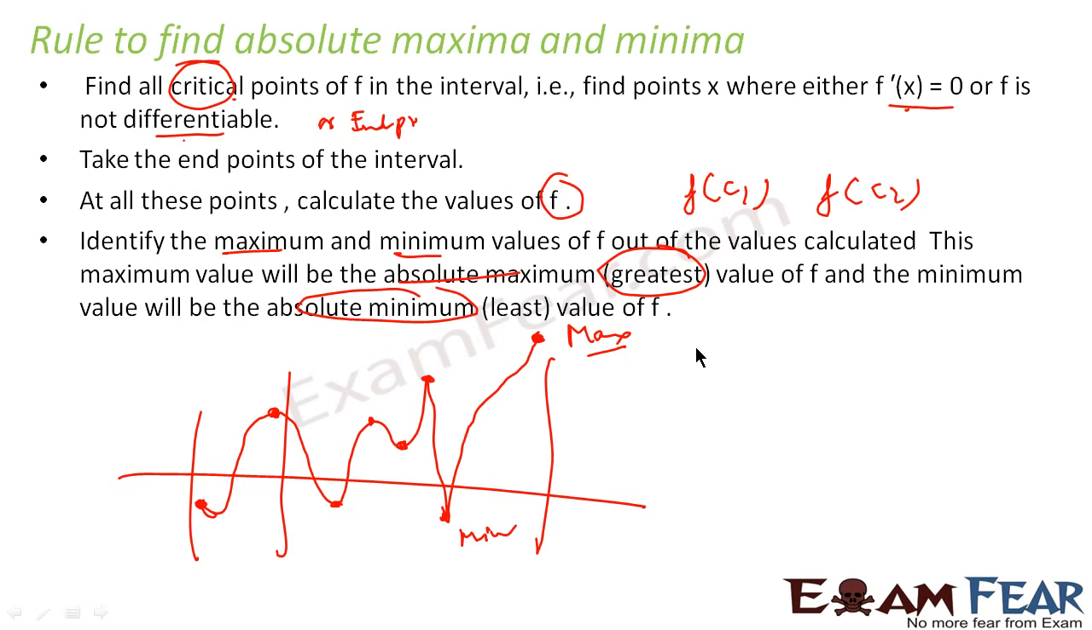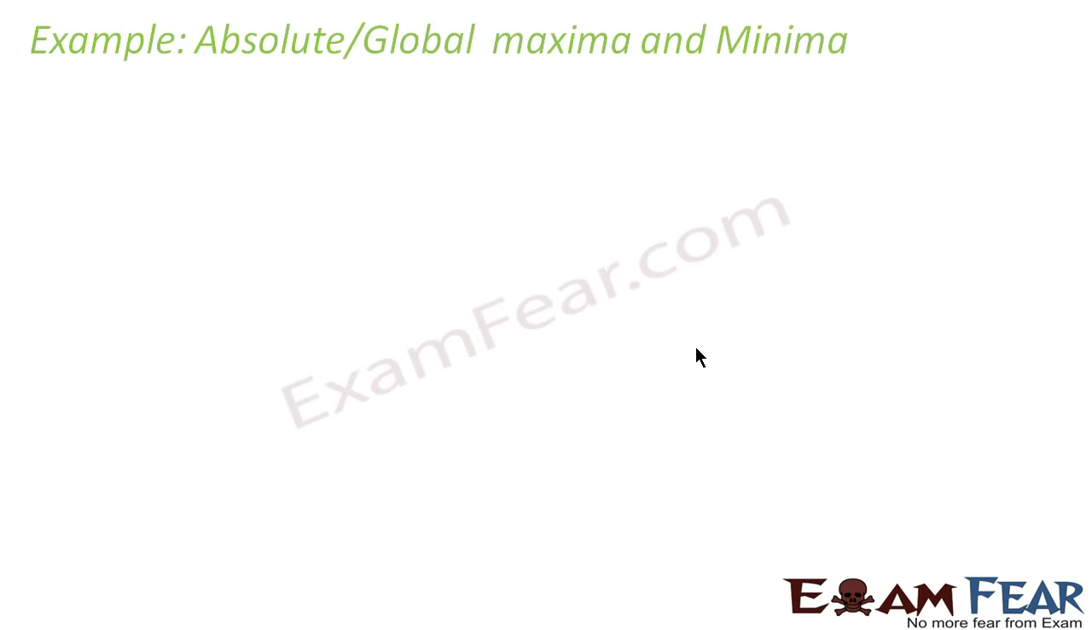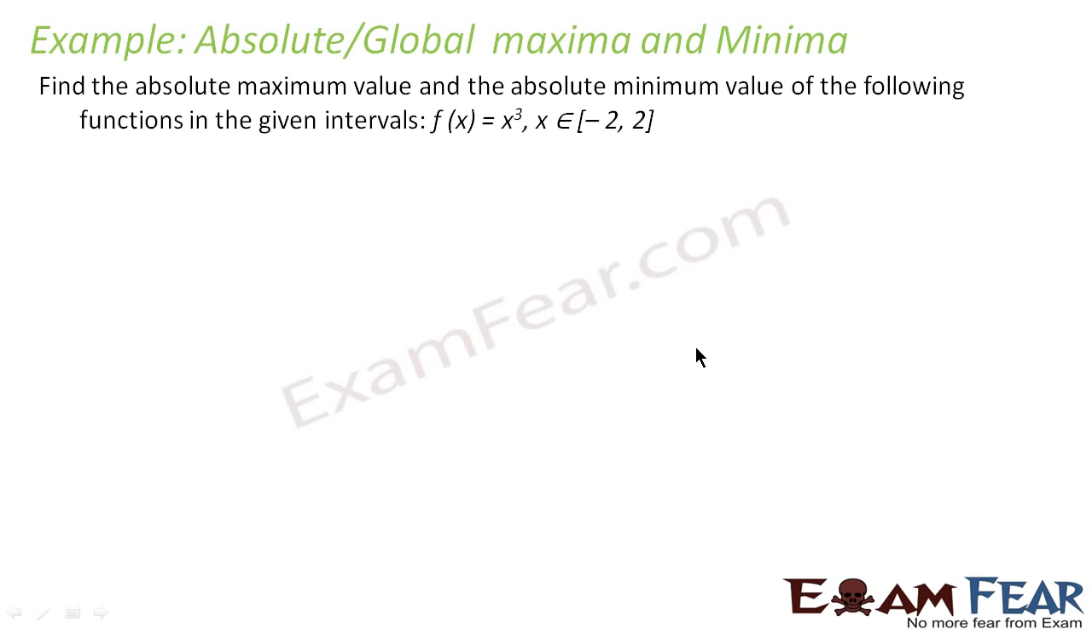So we'll do that and find the maxima, and that is the absolute maxima and minima. We'll take some examples. We have to find the absolute maxima and minima for this function on this interval. Please note, whenever we talk about absolute maxima and minima, the interval has to be defined. It has to be a closed interval. So my f(x) is equal to x cube.